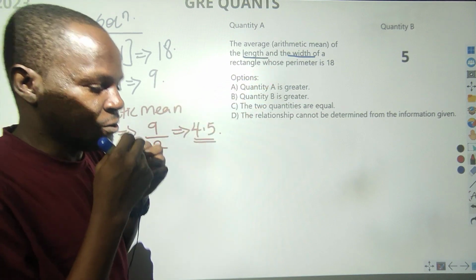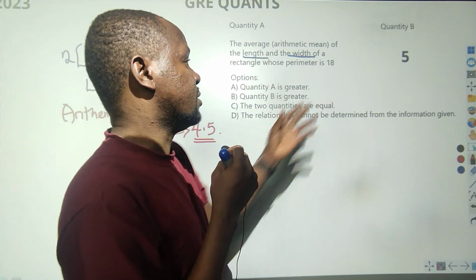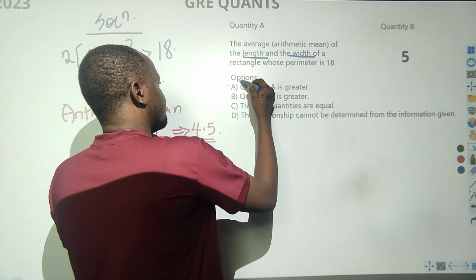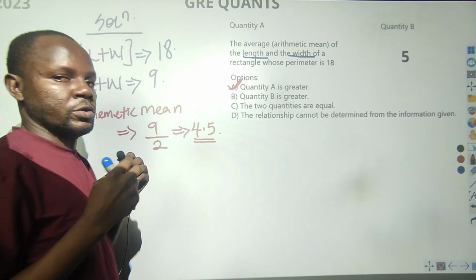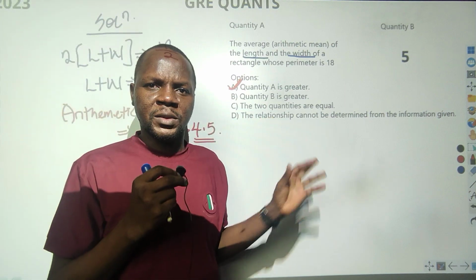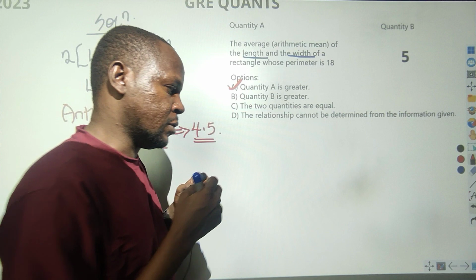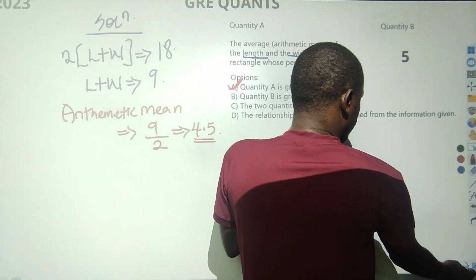And the second quantity is 5. So you can see that it goes without saying that the first quantity A is greater. For this type of question, you are going to pick A. So you expect something like this. I think these are questions that are not too difficult for you to do. So let's take the next one.